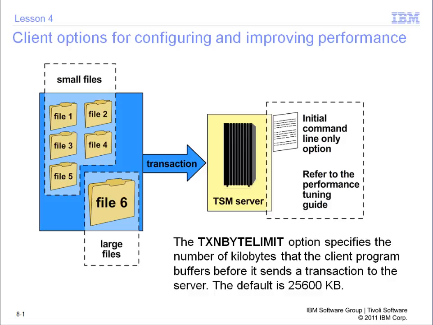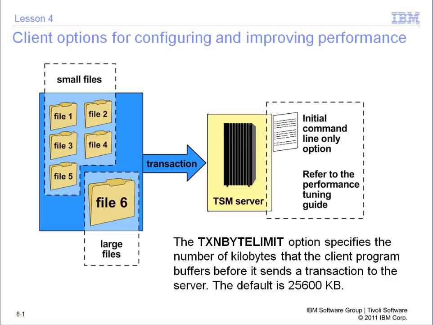You can control the amount of data that travels for each transaction with the transaction byte limit option. The default, 25,600 kilobytes, means that it will buffer that amount before sending to the server. As we go through this lesson and talk about the tuning options, the default option is actually the recommended value, and this is based on a variety of environments.